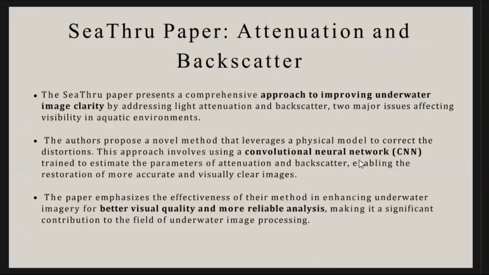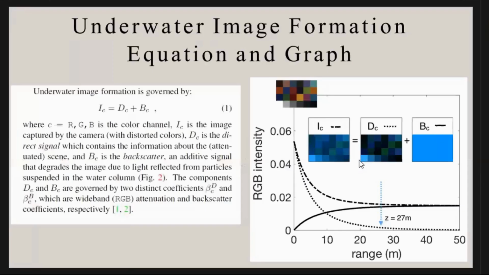The first paper we referred to was the Sea-thru paper, which presents a comprehensive approach to improving underwater image clarity by addressing light attenuation and backscatter. The paper emphasizes the effectiveness of their method in enhancing underwater imagery for better visual quality and more reliable analysis. The main underwater image formation equation is Ic = Dc + Bc, where c represents the color channel, which is R, G, and B. Dc is the direct signal, which contains the information about the attenuated scene, and Bc is the backscatter.